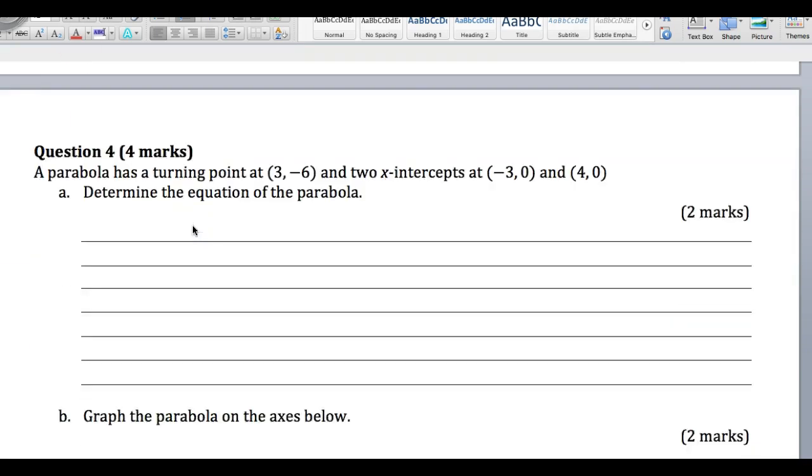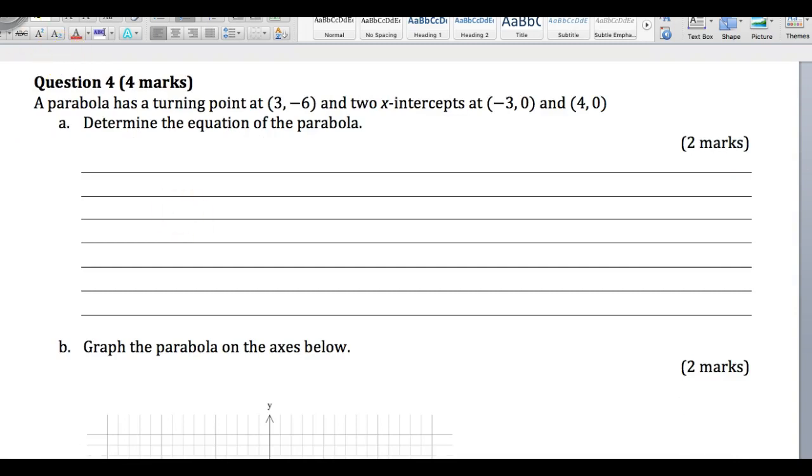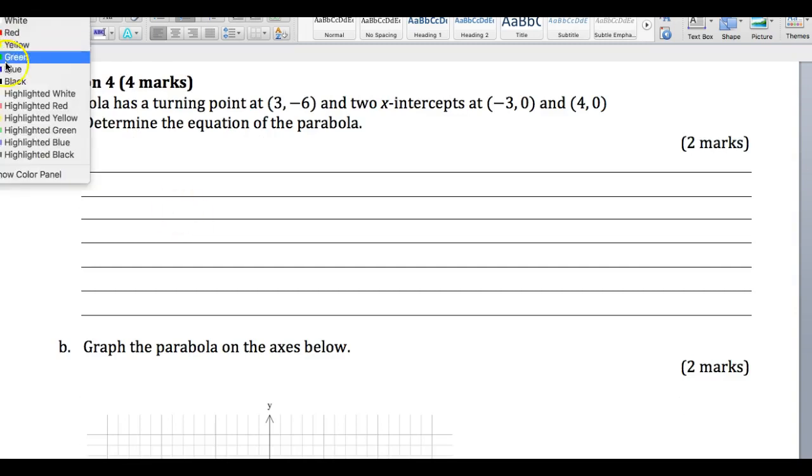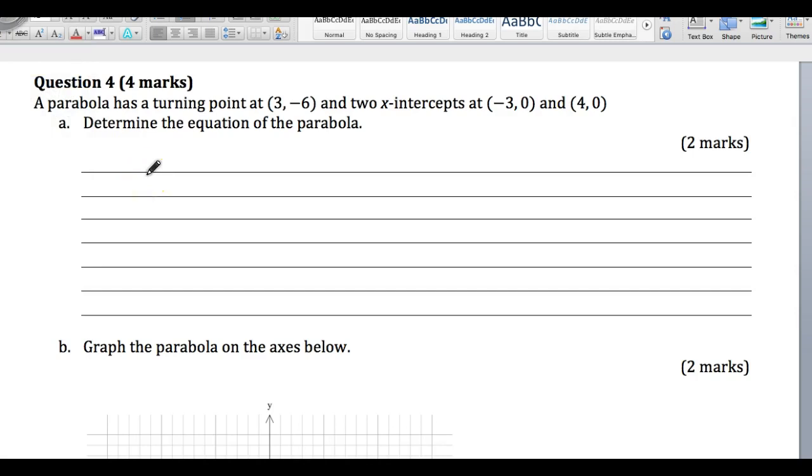Okay, let's keep scrolling. What are we at? 16 minutes, sorry. A parabola has a turning point at 3, negative 6 and 2 x-intercepts at negative 3 and 4. Determine the equation of the parabola.